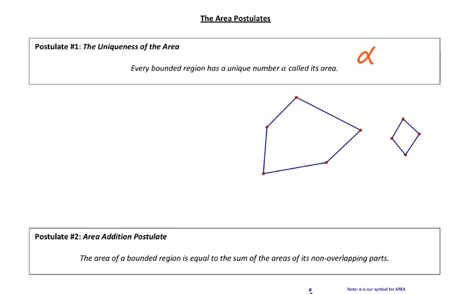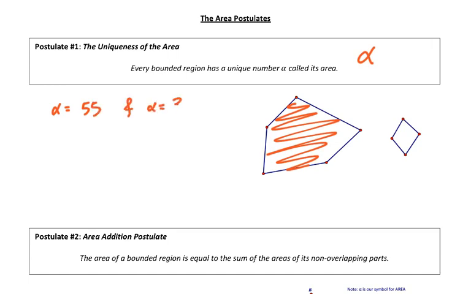What this says is that every figure, every region has one number called its area. It's not possible, for instance, that this shaded region has an area of 55 and also has an area of 32. That would contradict the uniqueness of the area postulate, that only one number can be assigned to any given figure called its area. Now, if that figure changes, the area changes with it, just because the amount of space inside the region changes.